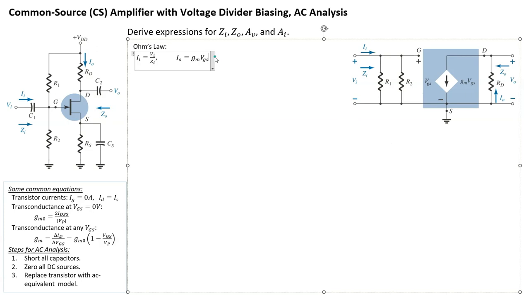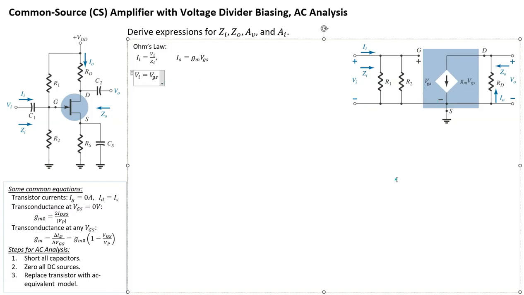Now let's have a look at VI. Well, VI is not really Ohm's law, so by inspection, VI is simply VGS. You can see VI is from this node to that node, which happens to be the gate node and the source node. So VI simply equals VGS.